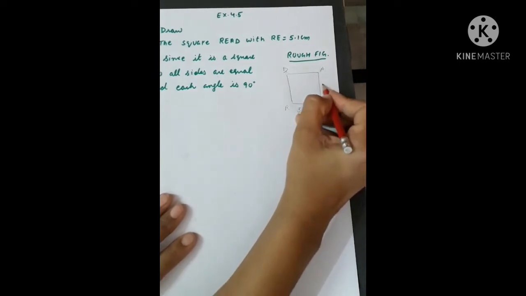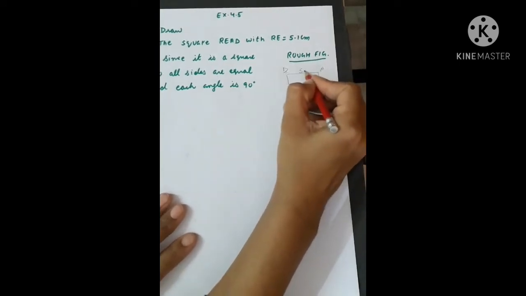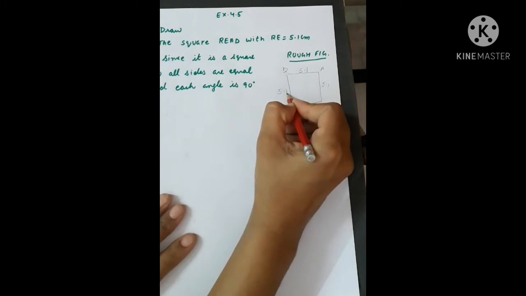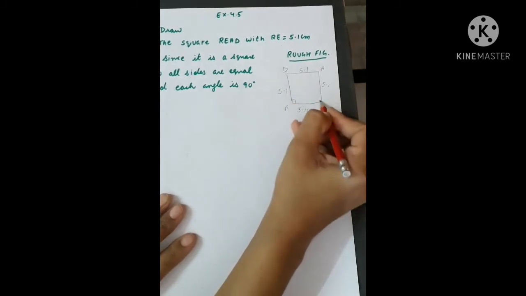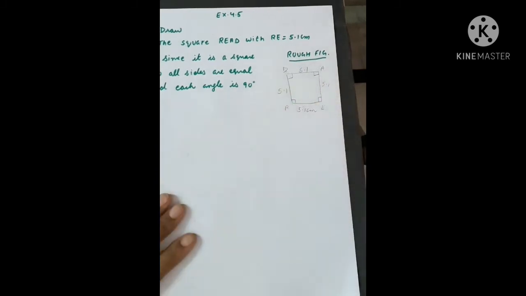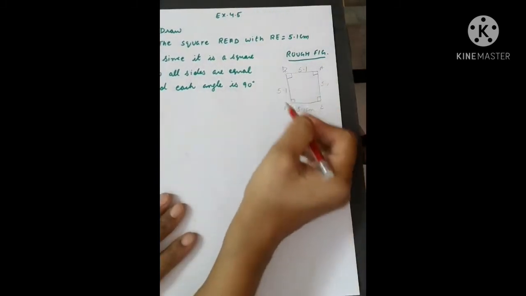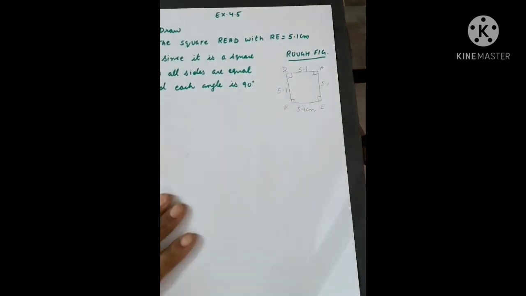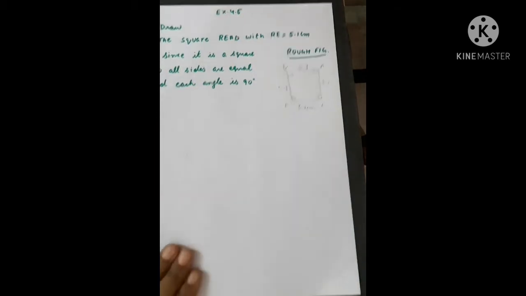All sides are equal. So this is also 5.1. This is also 5.1. This is also 5.1. And each angle is 90 degree. So we have to construct this square. It is easy. Now four sides are given, four angles are given. Easily we can construct this square. Let us start the construction.